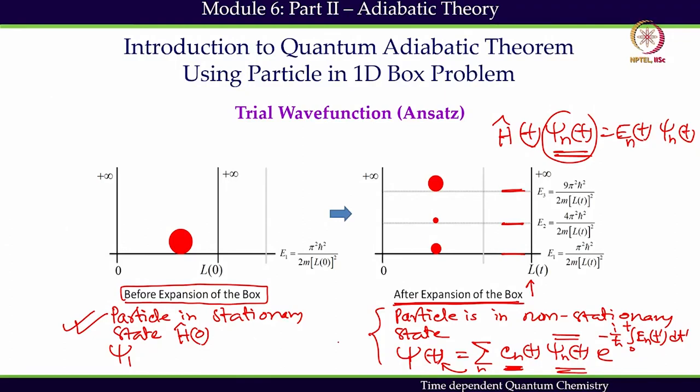This is the general way of exploring the quantum system using the time-dependent Schrödinger equation. So what we are saying is that just before the expansion, it was in the stationary state, and the stationary states are given by H naught.